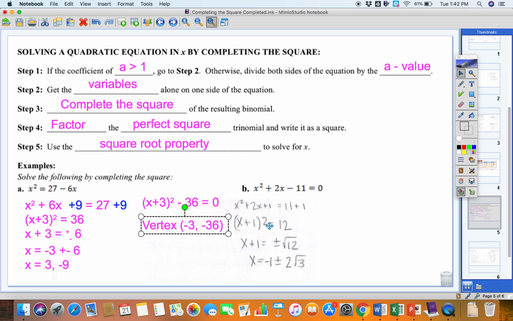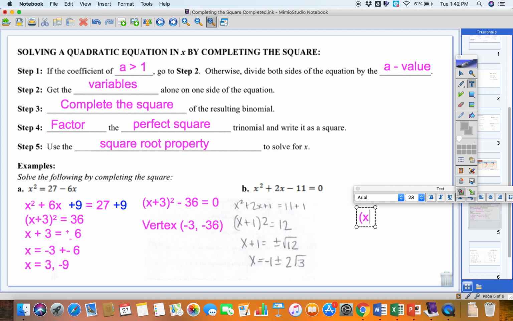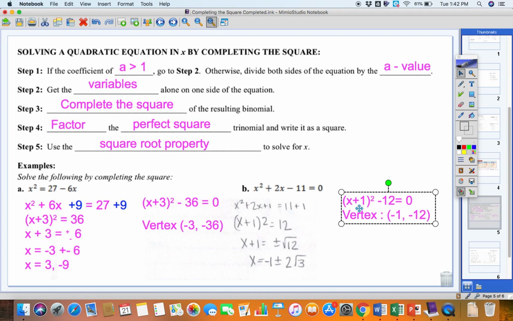So here, if we'd rewritten this one, x plus 1 squared minus 12 equals 0, the vertex would be negative 1, negative 12. Same concept.